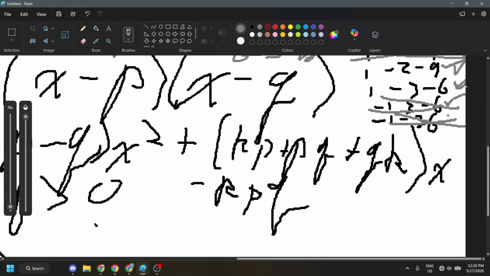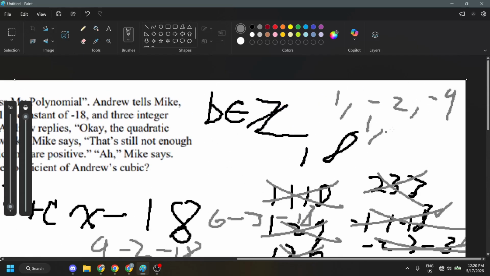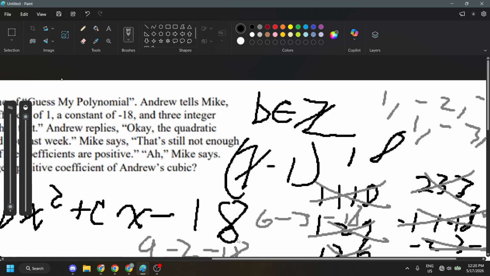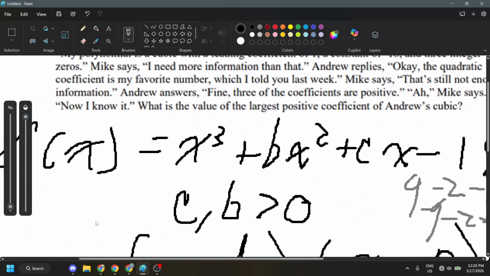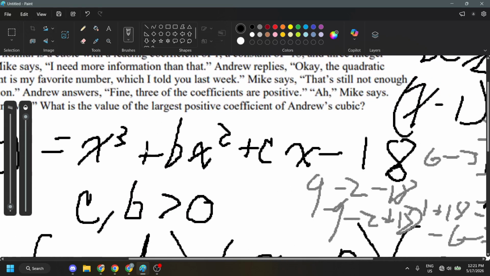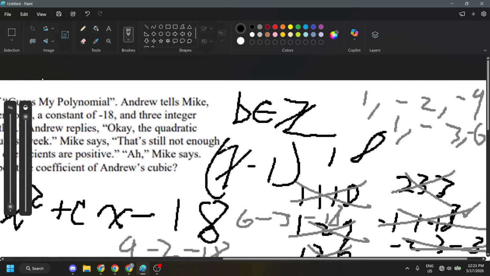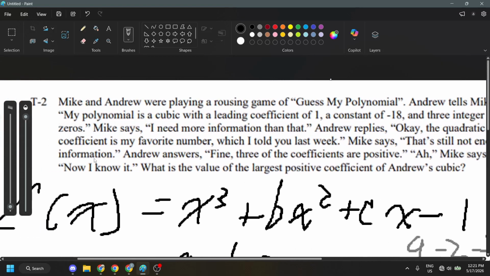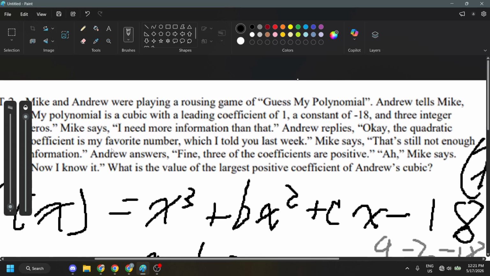1, negative 3, negative 6. Interesting. Okay, so we can go back. Both of them do have x minus 1 as a factor. Cool. So if x minus 1 is a factor, then can we guess the polynomial? How do we know?